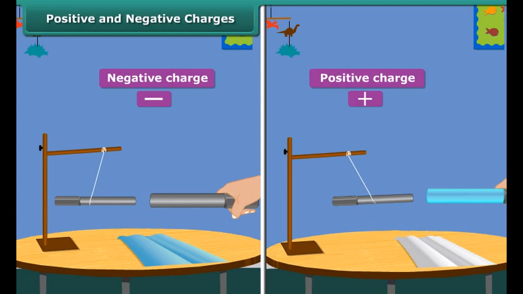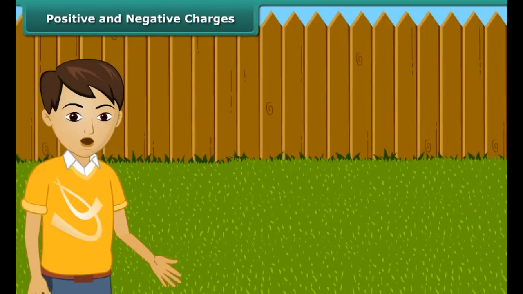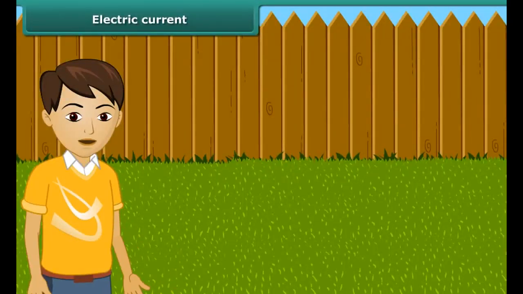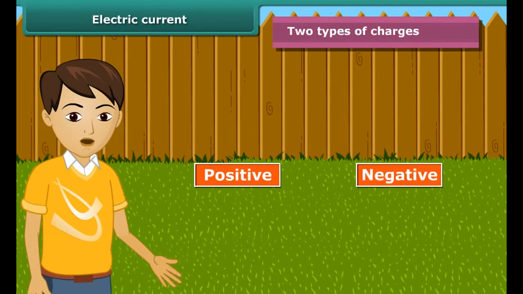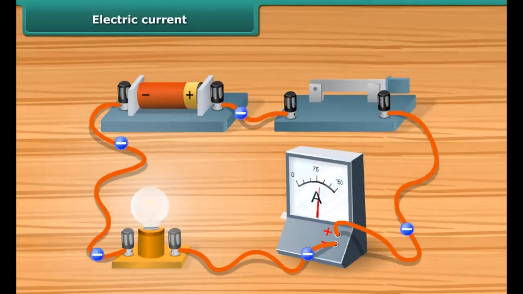The positive charge is shown by the plus sign and the negative by the minus sign. Merely as a convention, the charge on a glass rod rubbed with silk is taken as positive and that of an ebonite rod rubbed with woolen cloth is taken as negative. From the earlier activity we can conclude that like charges repel each other and unlike charges attract each other. Fill in the blanks.